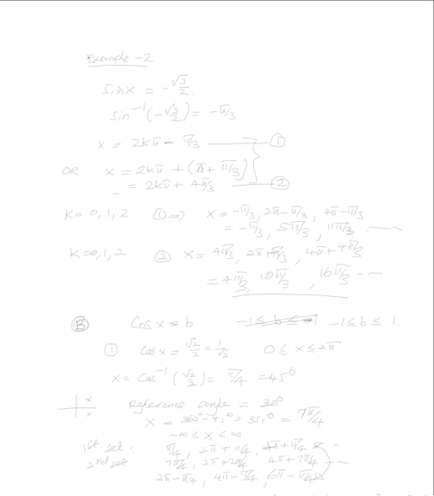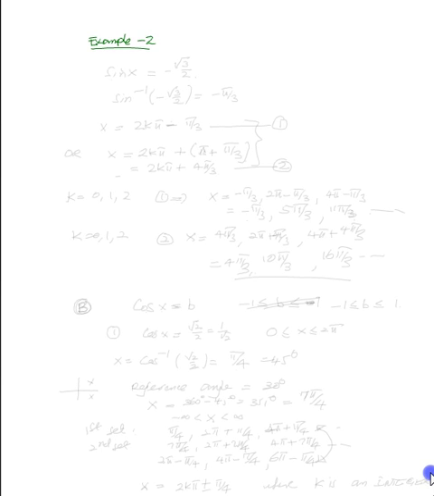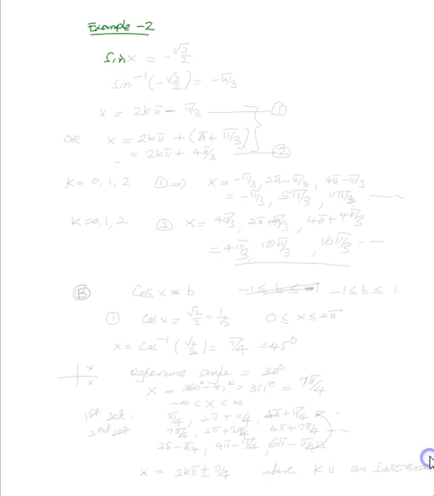Let's look at another example. Let me call this example 2 under the sine of x equals a type. Let sine of x equal negative radical 3 over 2. If we use our calculator or otherwise, we know sine inverse of negative radical 3 over 2 equals negative pi over 3.